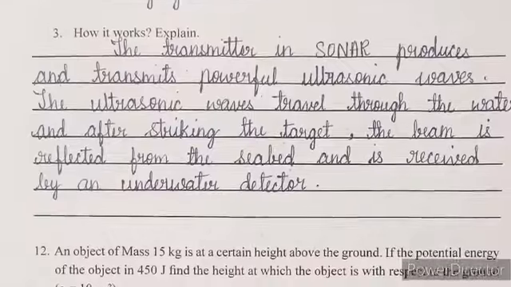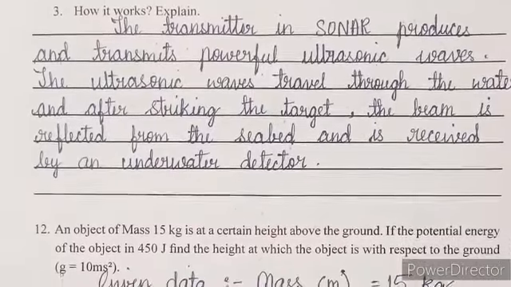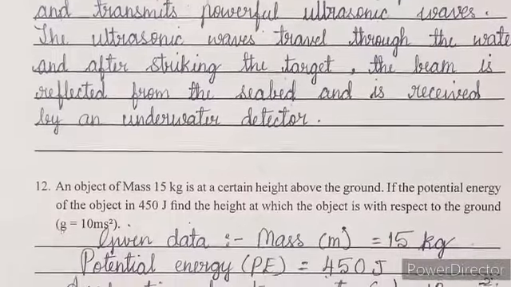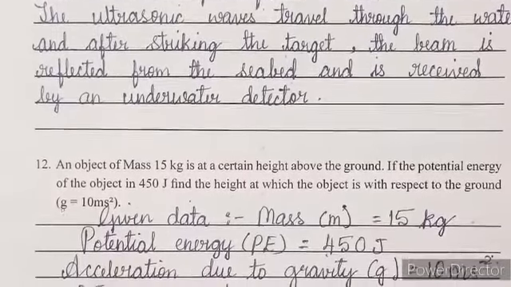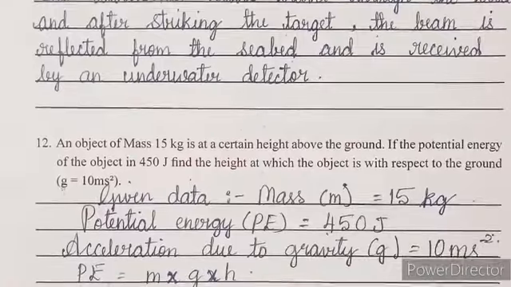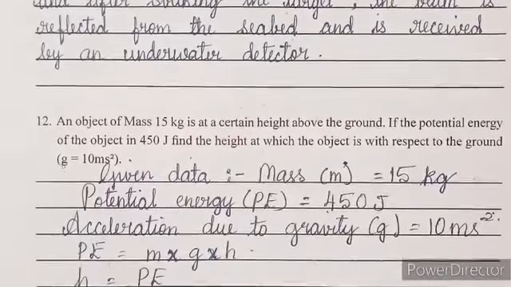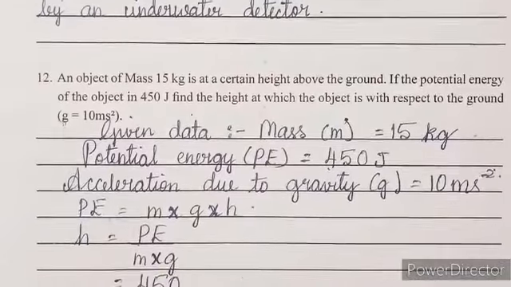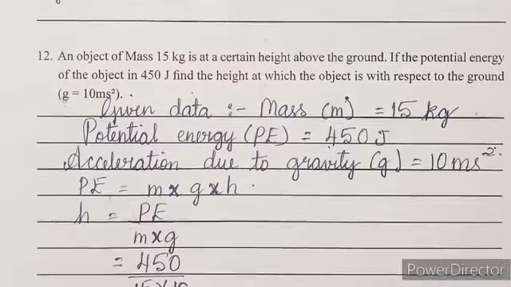Next question. How does it work, explain. Answer, the transmitter in sonar produces and transmits powerful ultrasonic waves. The ultrasonic waves travel through the water and after striking the target, the beam is reflected from the seabed and is received by an underwater detector.